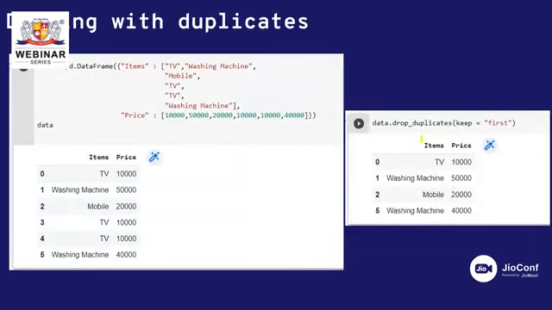Then after dealing with the duplicates, first of all data is pd DataFrame, items. These are the different items: TV, washing machine, mobile, TV. Then the prices. So here we have created one data frame that has the columns of item and prices. Then data dot drop duplicates, keep first, then the item, then the prices.